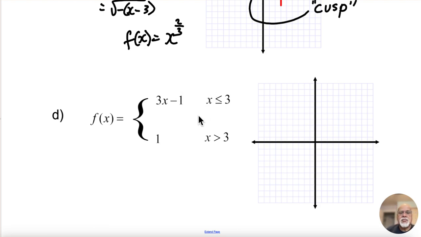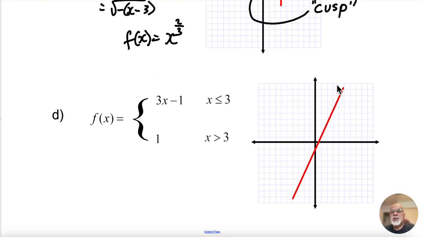This is a piecewise function. And so it says it looks like 3x minus 1 so long as x is less than 3. Well, 3x minus 1 looks like something like this. Something like that. It has a slope of 3 roughly. I haven't drawn this perfect, but it only looks like that for x less than or equal to 3.